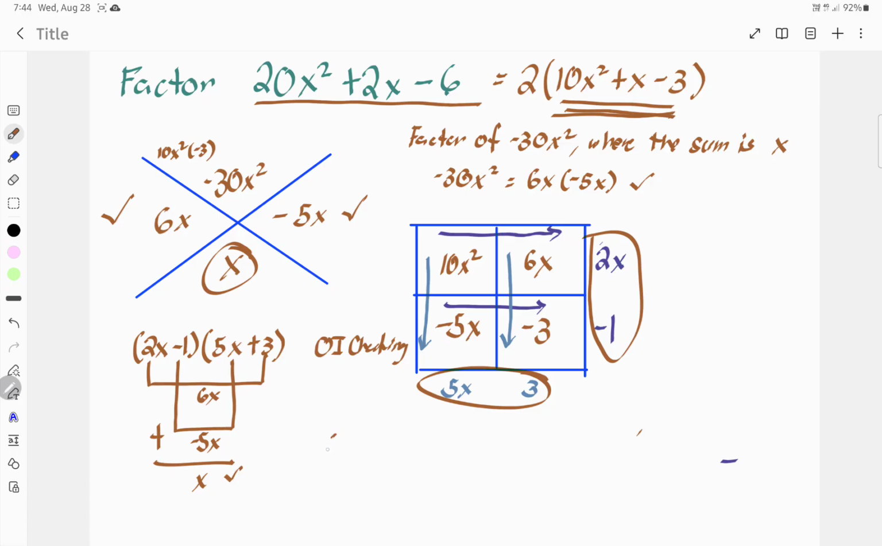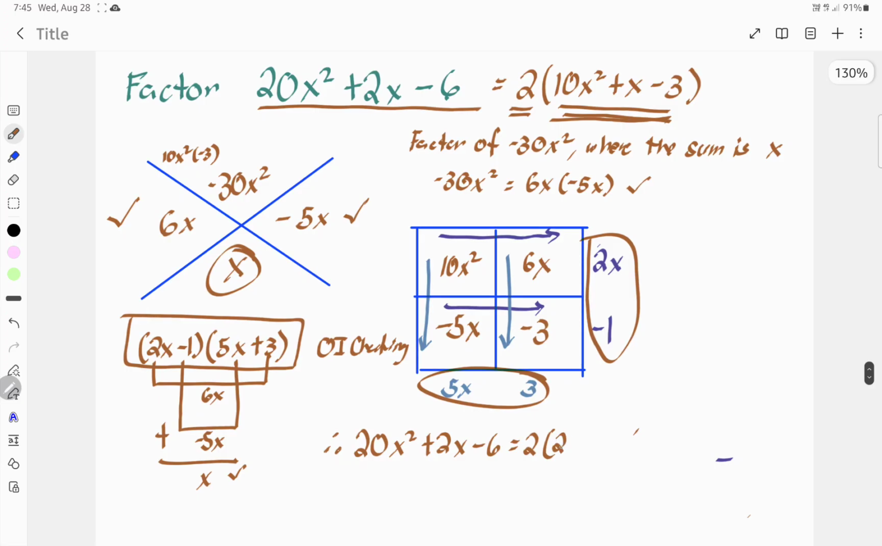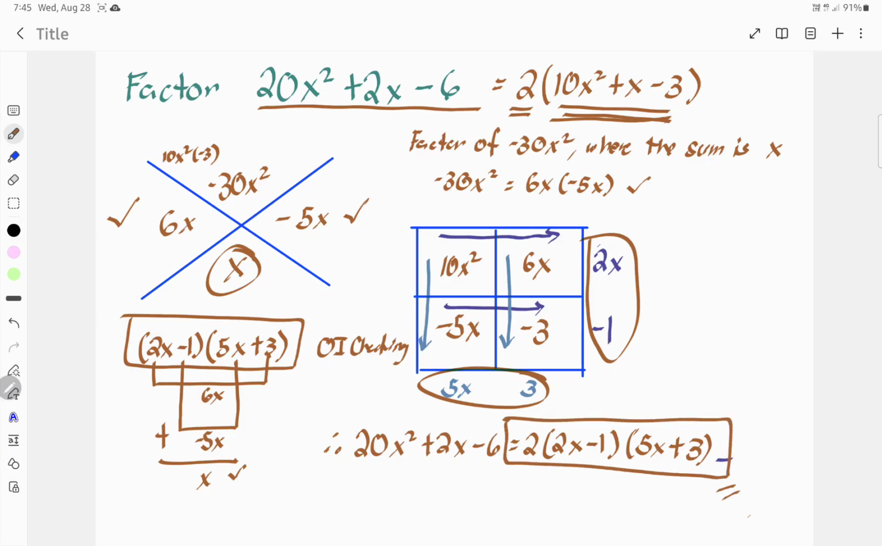So therefore, once again, you go back to your problem. You have now 20x squared plus 2x minus 6 would be equal to, again, the common factor 2. And then you write now the factors using the Xbox method, which is 2x minus 1 times 5x plus 3. And these are the factors of 20x squared plus 2x minus 6.